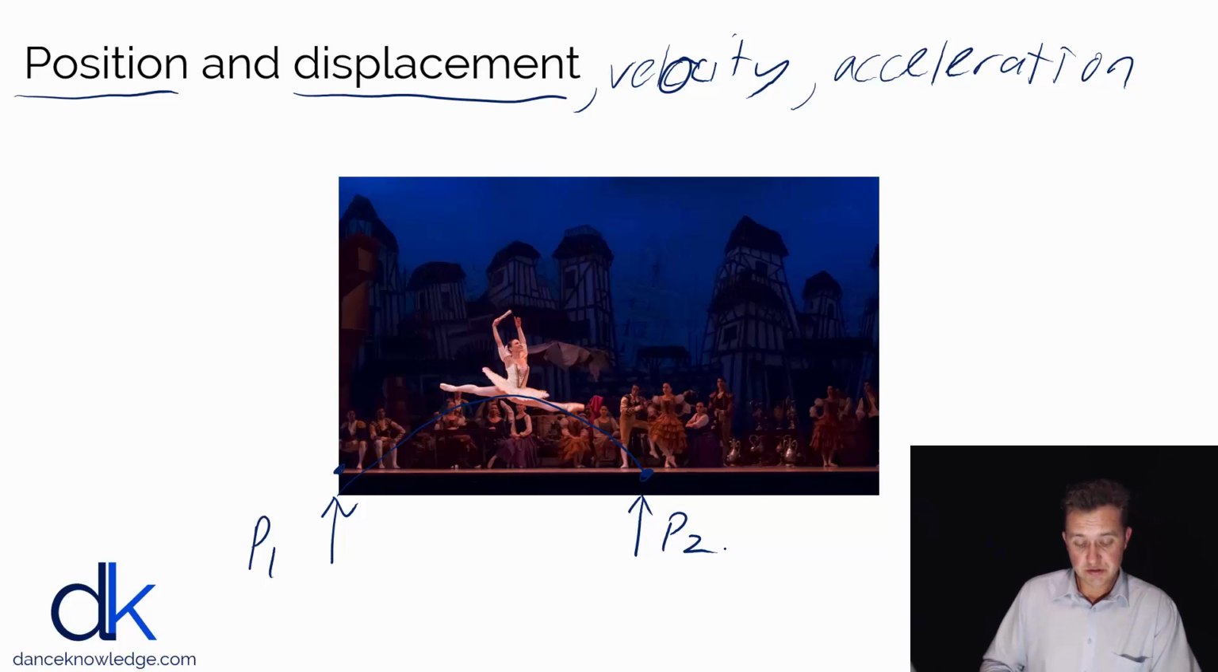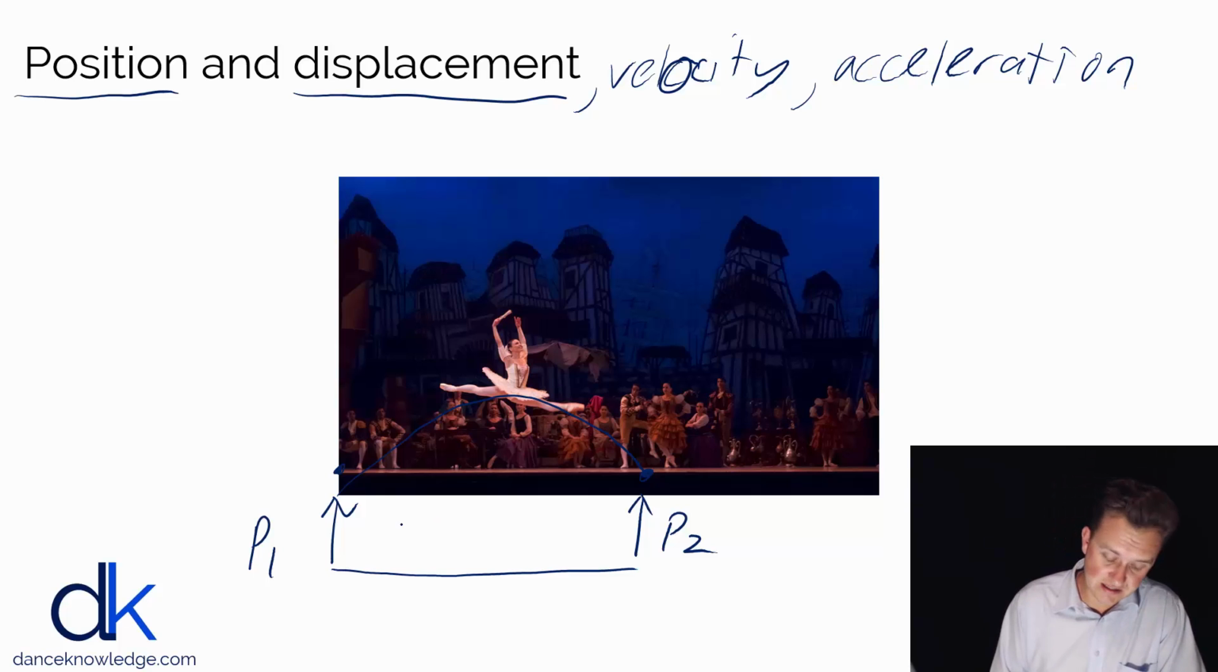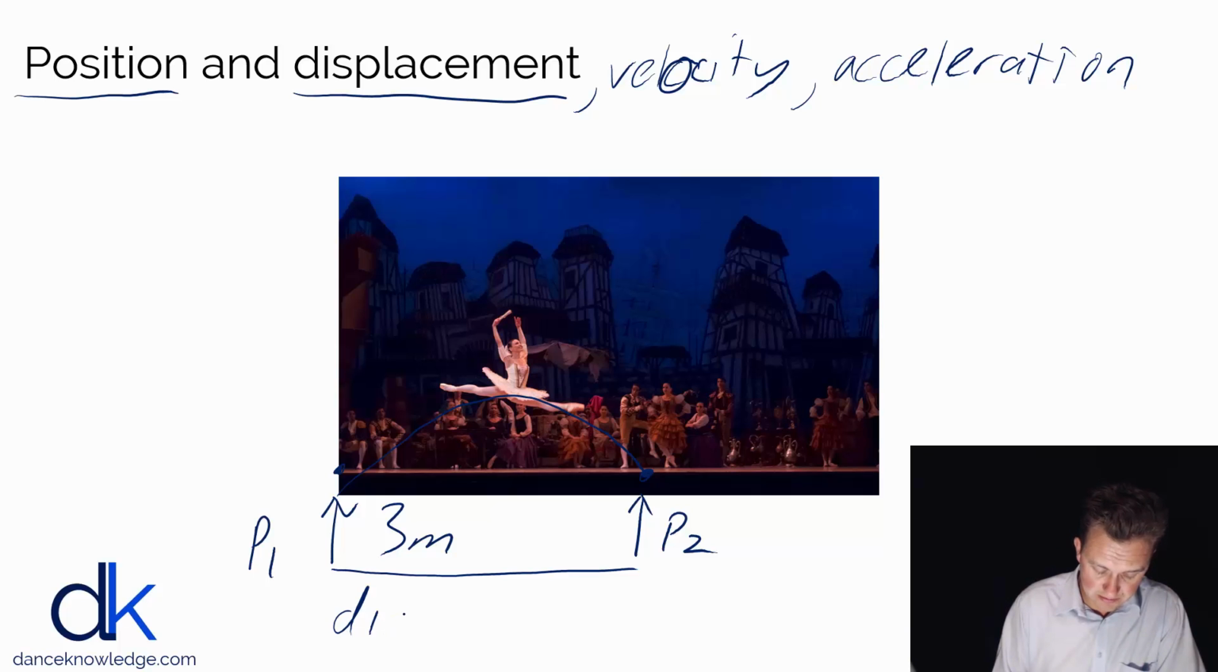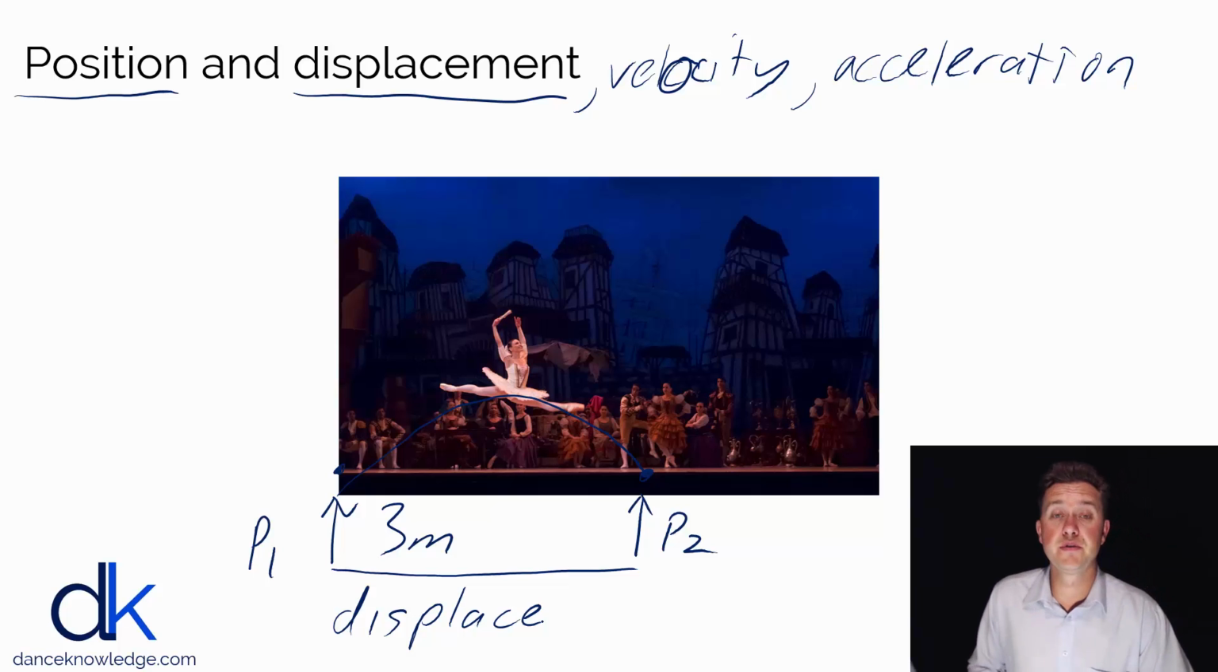So there we have two positions, and displacement is as simple as saying, well, what is the difference here between position 1 and position 2? And for today's sake, let's say it is arbitrarily 3 meters. So we can say that our ballerina between point 1 and point 2 has displaced herself. She has moved her position, she's displaced her body from P1 to P2, and that just happens to be a measure of 3 meters in length.